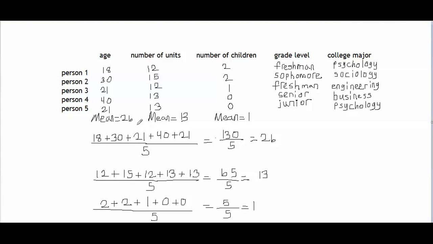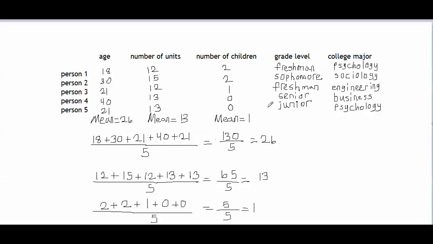We need to remember that the 5 right here is the number of numbers. Since there were 5 numbers in this column, we divided the total of the numbers by 5. Since there were 5 numbers in this column, we divided the total by 5. And since there were 5 numbers in this column, we divided the total of those numbers by 5. That's how we got the mean of all 3 columns of data.